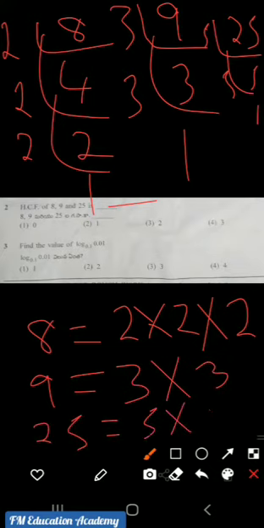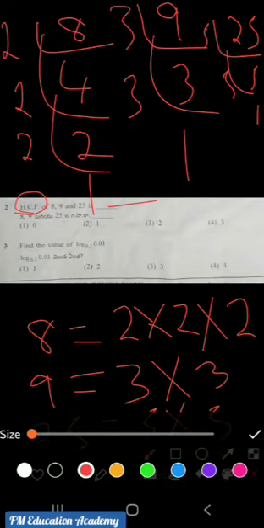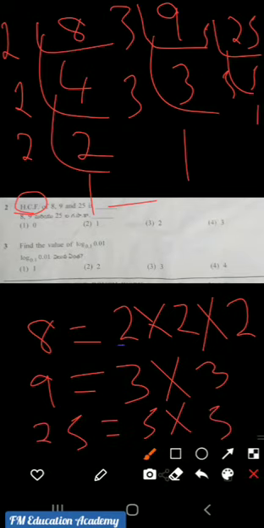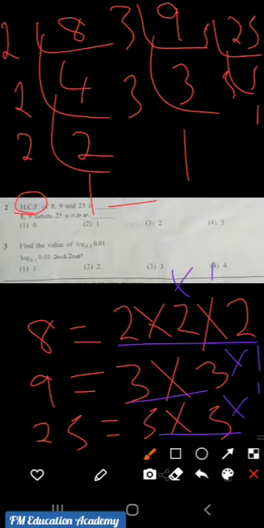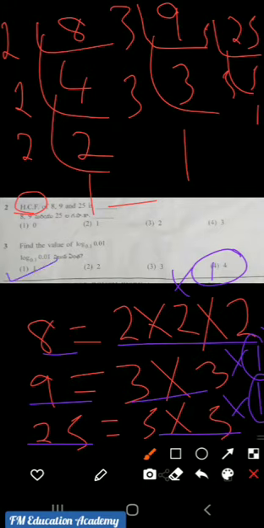What do we mean by HCF? HCF means we have to choose only the common prime factors. We see 2 into 2 into 2, 3 into 3, and 5 into 5. No number is common, so we can multiply with 1, because any number multiplied by 1 is the number itself. So what is common between all the three? Only 1 is common between 8, 9 and 25. So my HCF is 1, which is option 1.